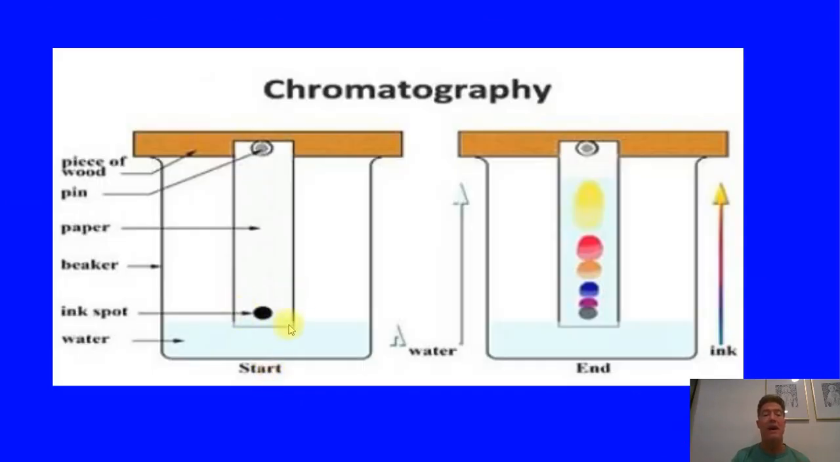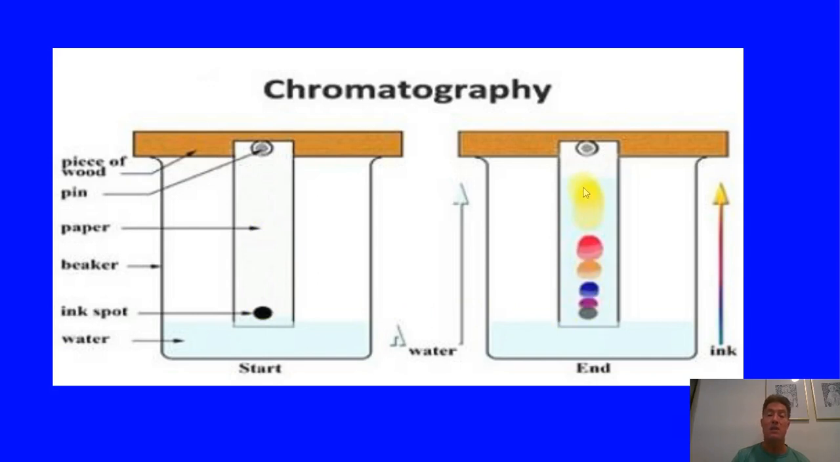So let's say we take a spot of black ink on a piece of paper, and we dip that paper into water, and the water is going to wick its way up this paper. As it does, it's going to take some of this ink with it, and that's the mobile phase. As the water moves up the paper, which is the stationary phase, this ink is going to be differentially attracted to the paper at some point. So some parts of it will be attracted earlier than others.